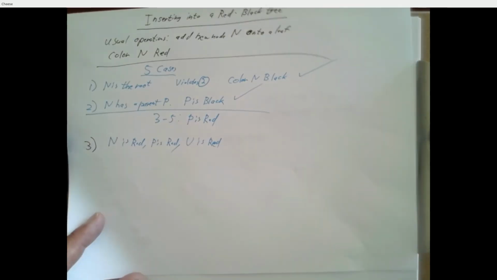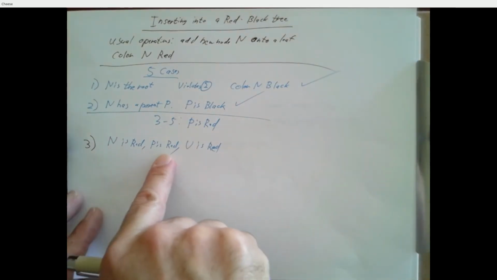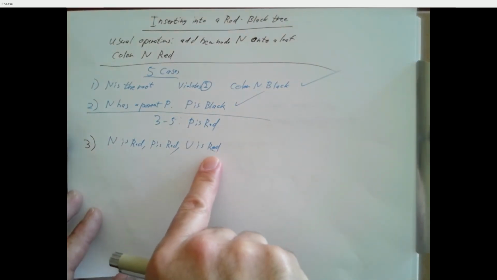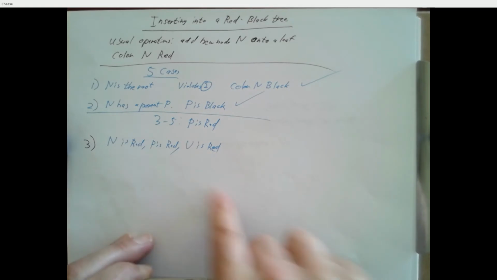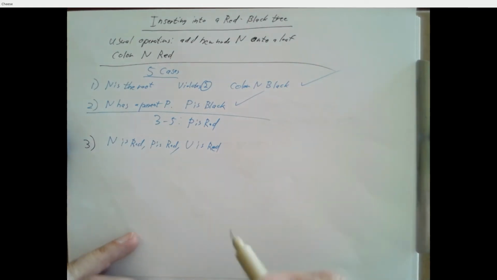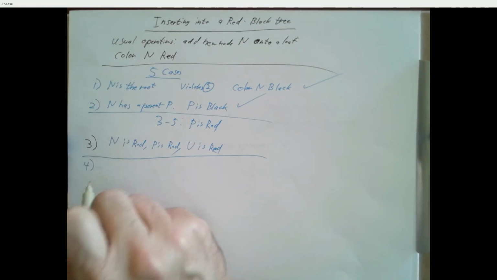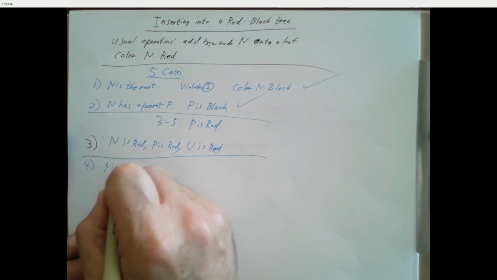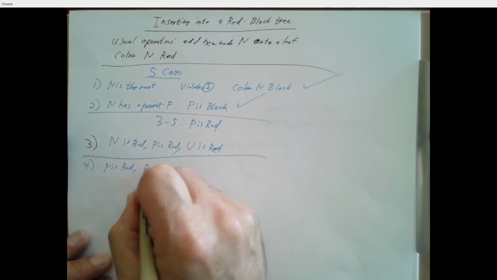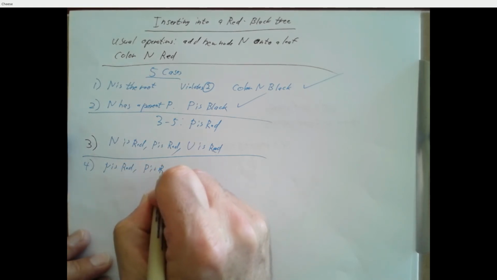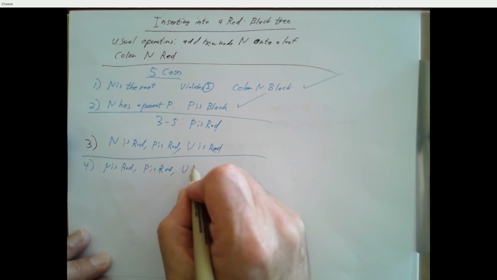All right, so case 3, you insert a red child, your parent was red, and your uncle was red. And we've completely dealt with that. So case 4, n is red, parent is red, but your uncle is black.